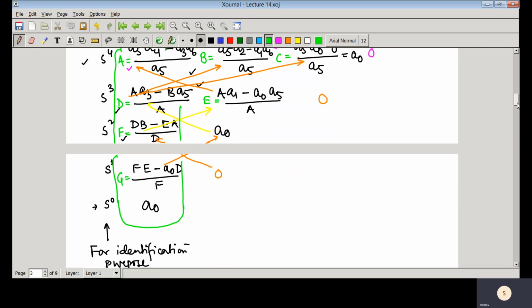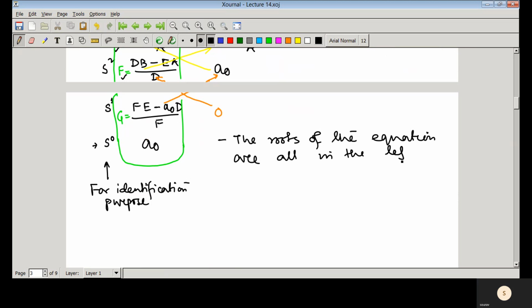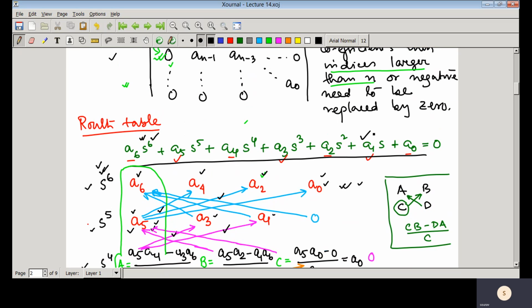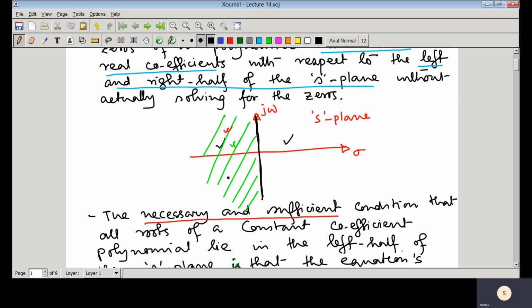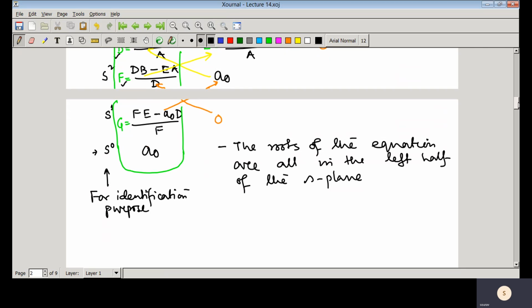And it says that the roots of the equation are all in the left half of the S-plane. That means all roots of this particular polynomial would be in the left half of this S-plane. That means it would be stable if there is no change of sign in the first column.